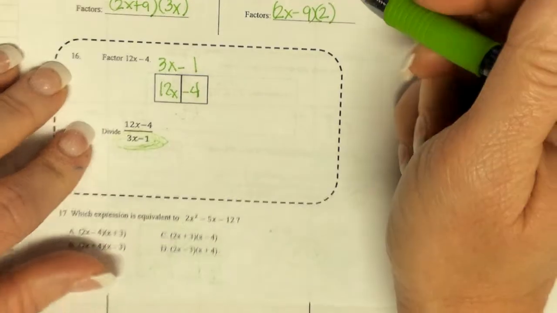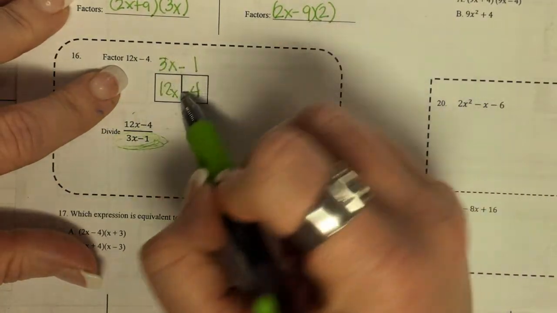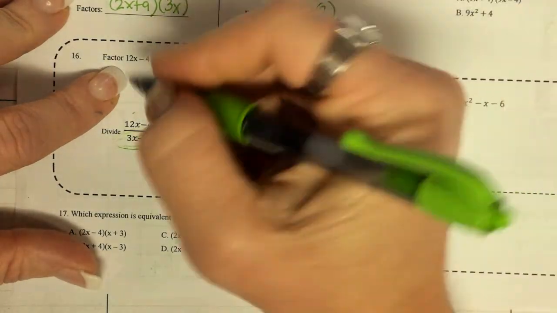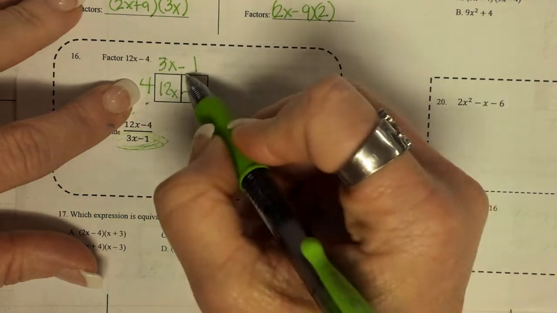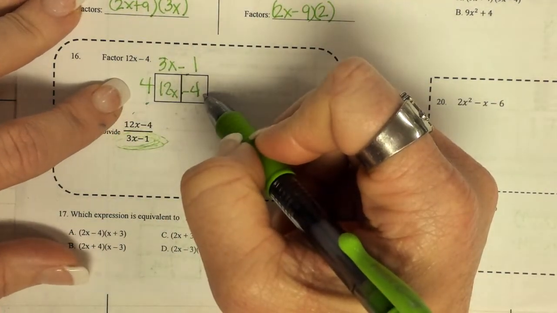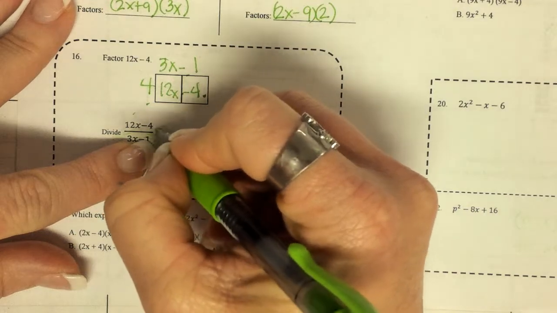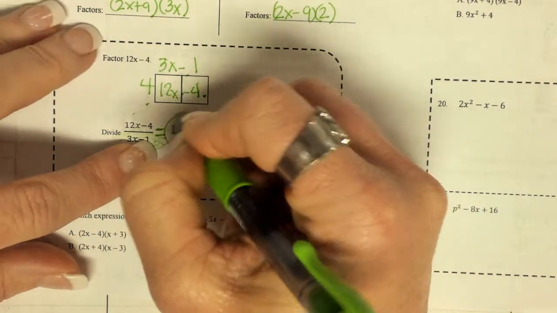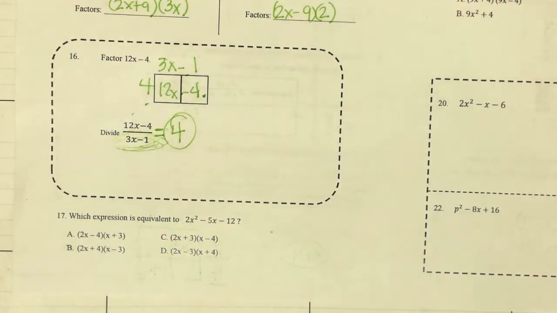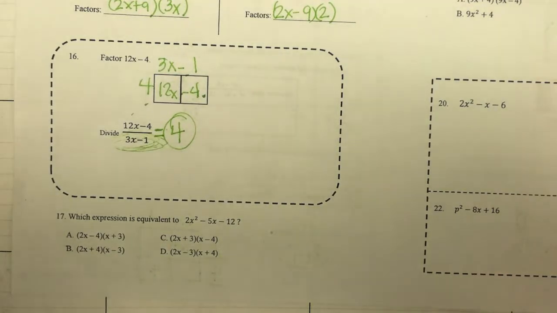Just do it. Okay, so what times 3x gives me 12x? 4. And then does 4 times negative 1 give me negative 4? Yes. Okay, so what does that mean this equals? 4. That's our answer. On the test, it'll be a whole number just like that without a variable.